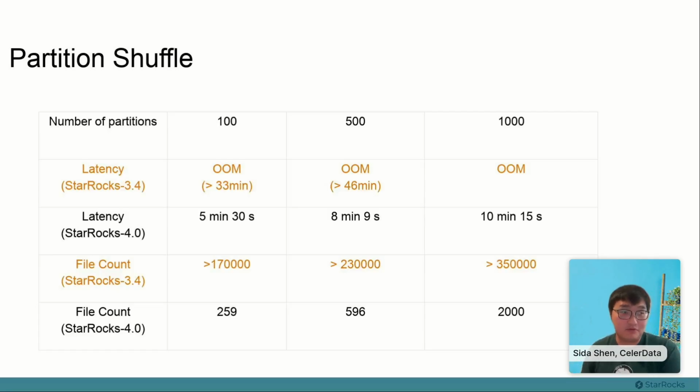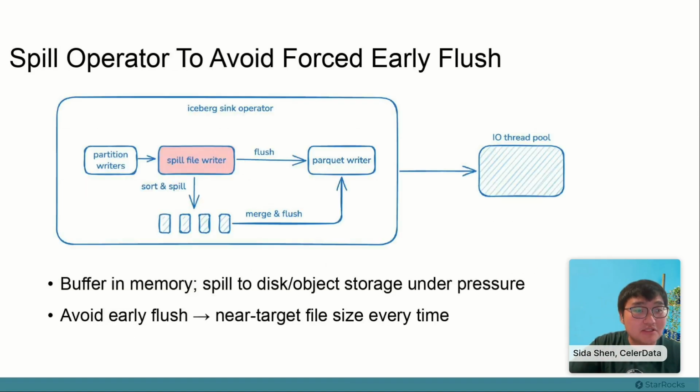And here are some of the performance numbers, right? It really works like a charm when there are a lot of partitions. In version 3.4, we already supported Iceberg write, but without this optimization, with a lot of partitions, it just doesn't work, right? And with 4.0, with this, there's no OOM issue, and the number of files drops dramatically because we are able to combine a lot of the partitions together. Okay, so these are some benchmark numbers.